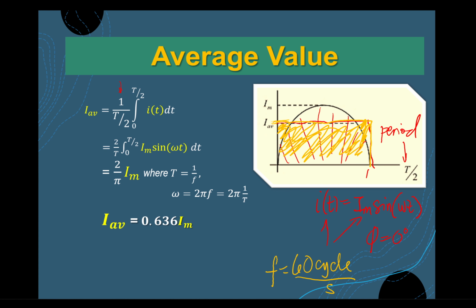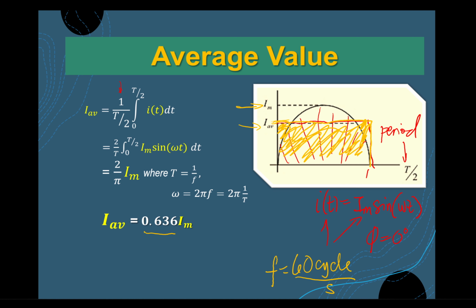So if you solve the 2 over pi, that is 0.636, meaning if you have that signal, you have the magnitude Im there. Sorry, I think something is wrong. Anyway, so go back to the diagram. So we have Im here, and we can represent that one with IAV. So the average value of current is 63.6% of the magnitude of the signal.